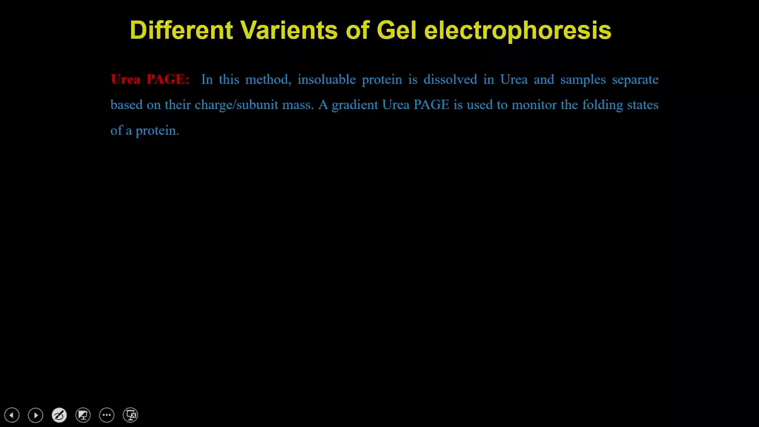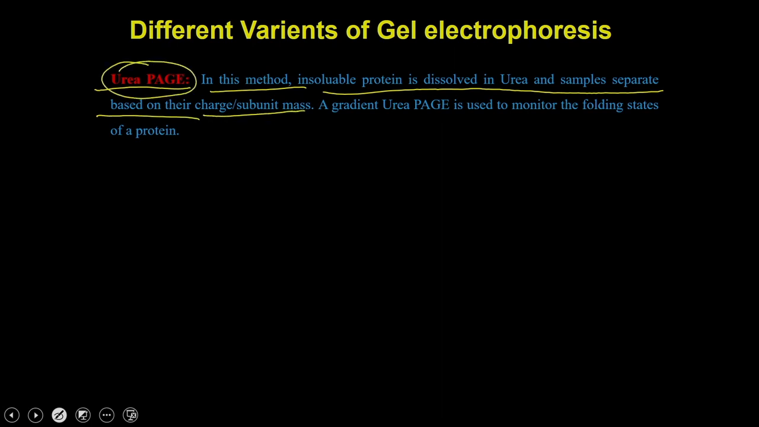Apart from that, we also have the urea PAGE. In this method, the insoluble protein is dissolved in urea and the sample separates based on the charge-to-mass ratio. So urea PAGE is similar to a native PAGE, except that it destroys the three-dimensional structure, because urea is a denaturant.